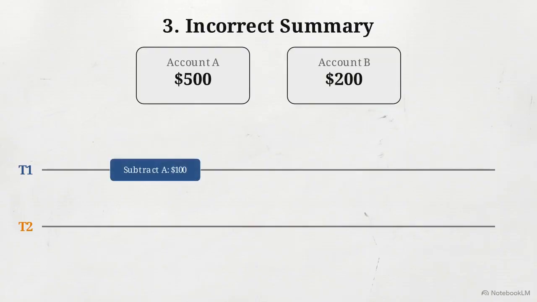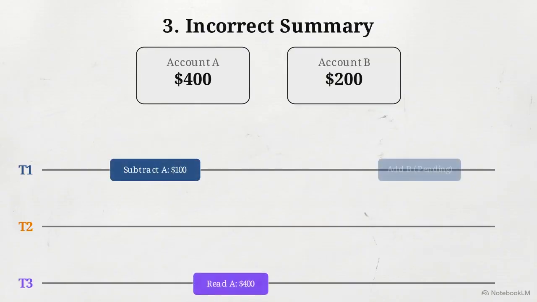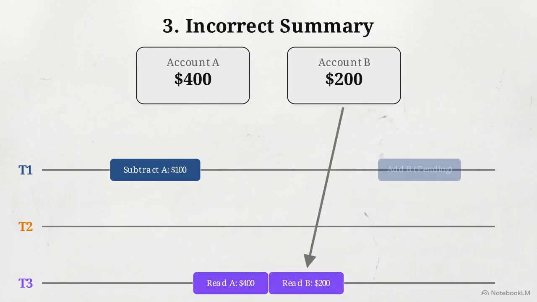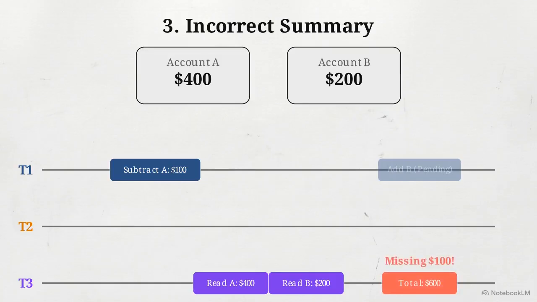Reset once more for the incorrect summary conflict. Transaction 1 subtracts 100 from account A, but right before it adds that 100 to account B, a system audit runs. Transaction 3 calculates the total across both accounts. It misses the money in transit and reports a system total of $600.